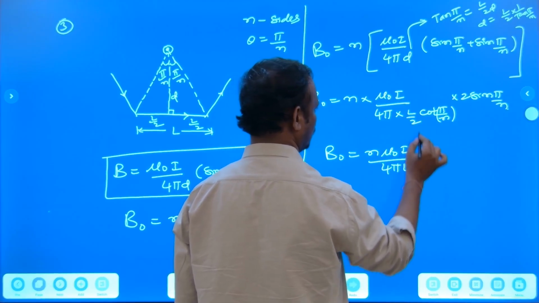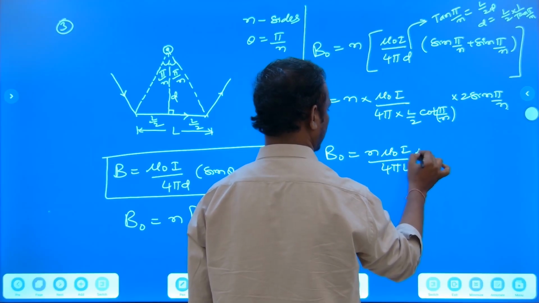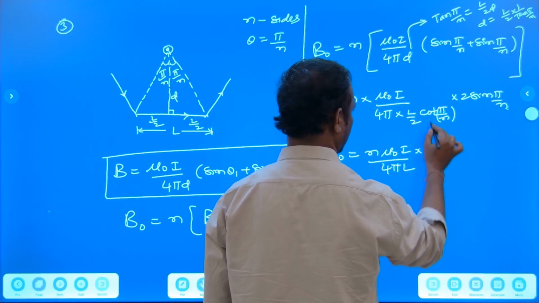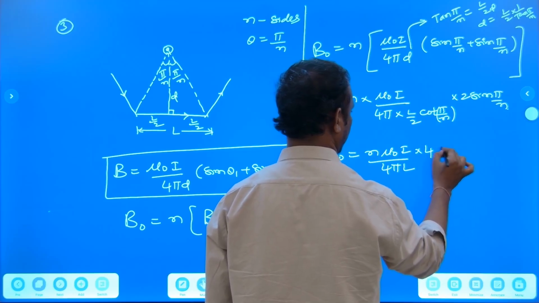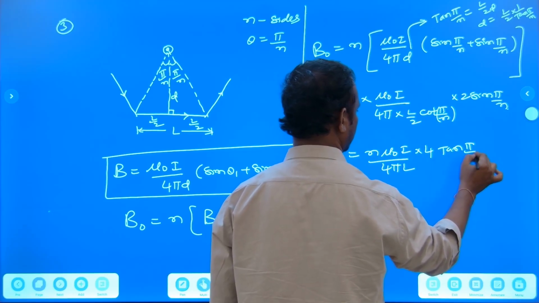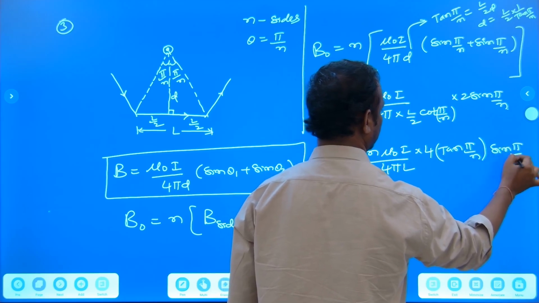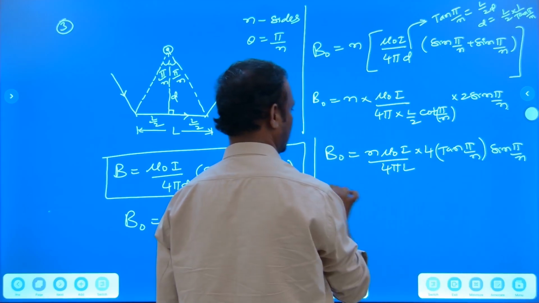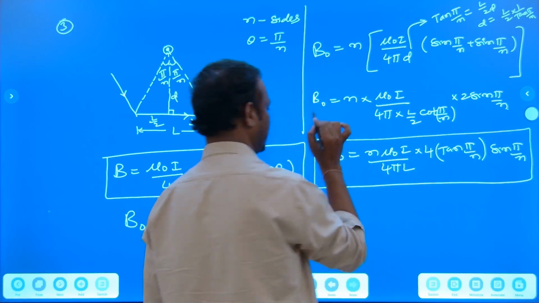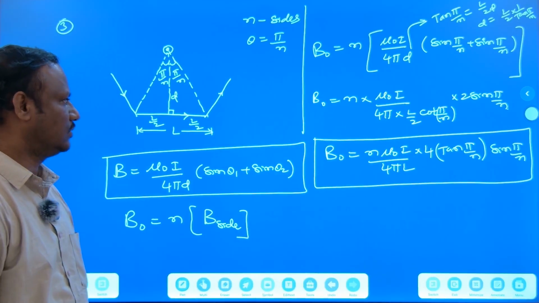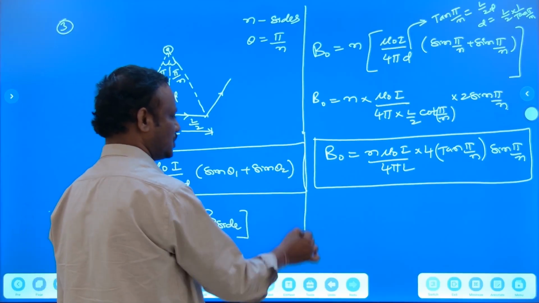So B naught is equal to n mu naught I by 4 pi L into numerator. This is 2, 2 into 2 is 4. Next one, tan pi by n into sin pi by n, the relation. This is for an n-sided polygon. The n-sided polygon we can calculate this way. So just I have given that.